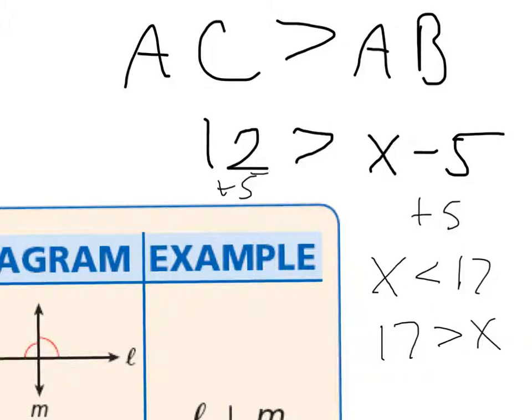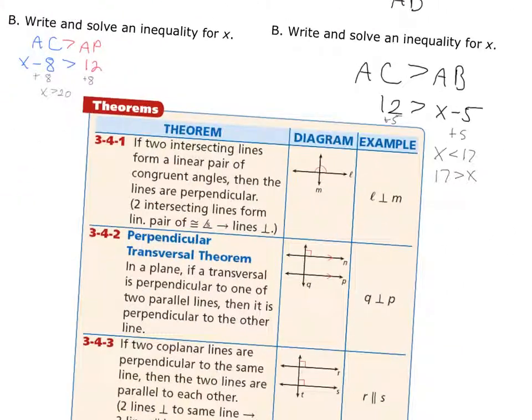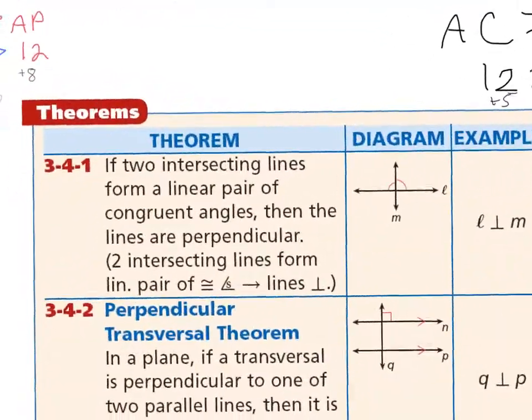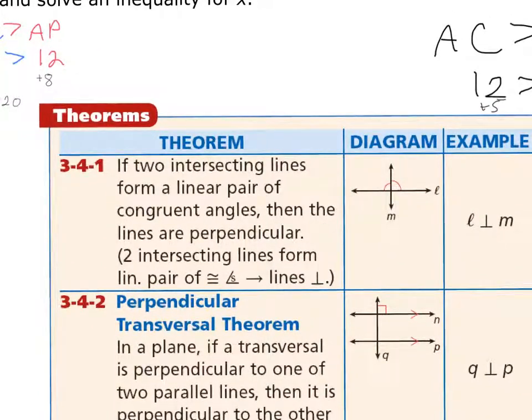All right, now we've got a few terms to learn. The first one, 3-4-1, is basically saying that if two intersecting lines form a linear pair, then the lines are perpendicular. So what it's saying is if you have two congruent angles right next to each other on a flat line, that means that these two lines are perpendicular to each other. So that would be 90 degrees right there.